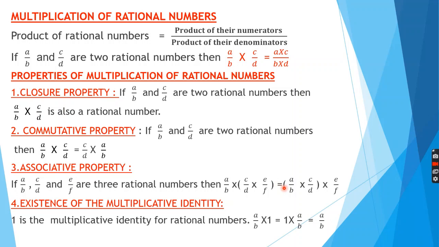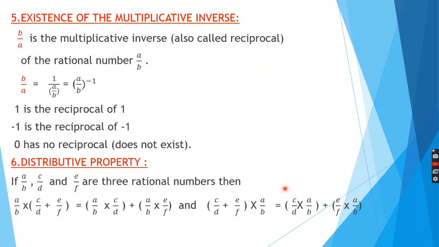Next one is the existence of the multiplicative identity. In the case of addition, we have learned 0 is the additive identity. Similarly, in the case of multiplication, 1 is the multiplicative identity. If you multiply any rational number with 1, the rational number will not change.